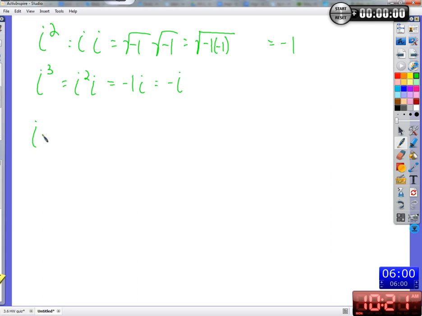Let's try looking at i to the fourth. We can write that as i squared times i squared. What's i squared times i squared? What's i squared? Negative 1? You get 1. Negative 1 times negative 1 is 1.